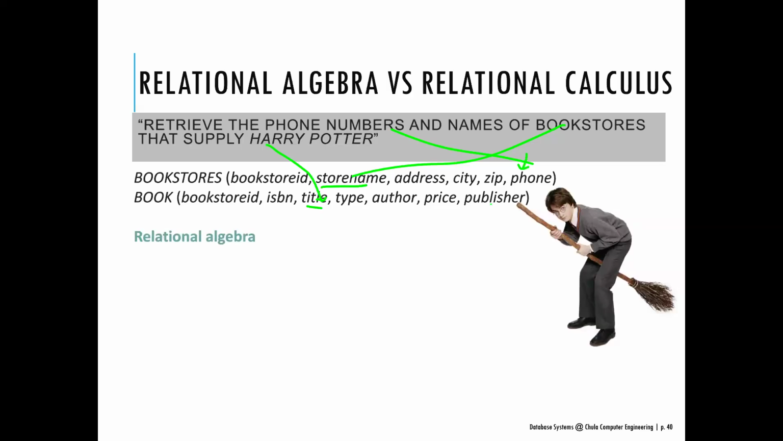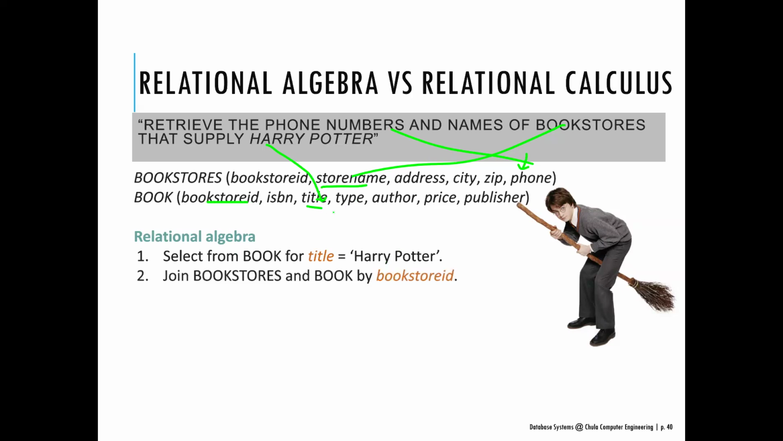Now, if we are going to write a relational algebra expression to retrieve the phone number and name of bookstores that supply Harry Potter, basically the pseudocode would say select from book where title equals Harry Potter, right? So now I have the bookstore IDs that have Harry Potter. Then you join this with the bookstore ID, and you will be able to project the result, just store name and phone number, as required by the question here, right?